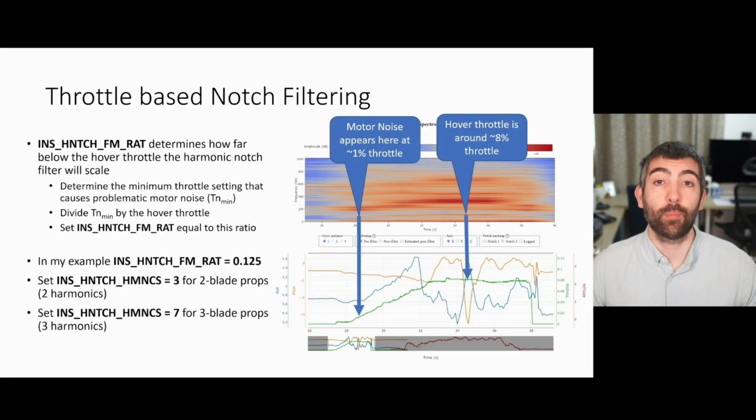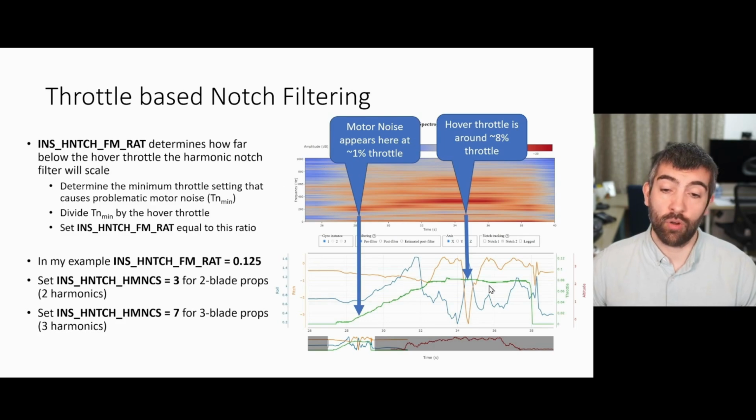Once you've set those parameters, you're going to want to look at the INS_HNTCH_FM_RAT to determine how far below your hover throttle position the harmonic notch filter is going to scale. And the only way to determine this is to look at logs. You're going to want to look at a log and determine the minimum throttle setting that causes problematic motor noise, which I'm calling TN min here, throttle noise min.